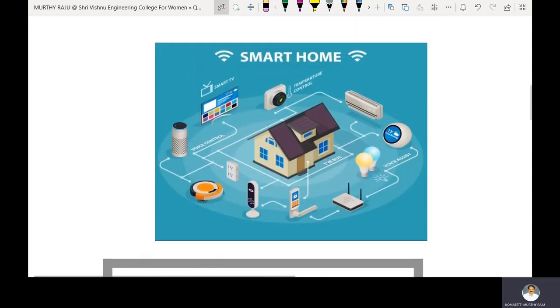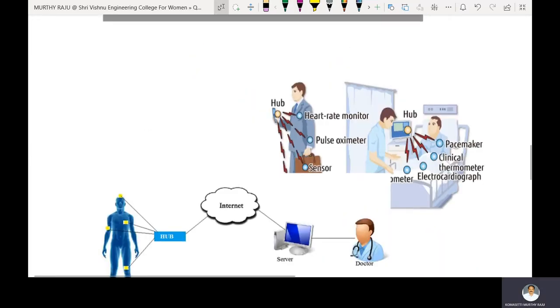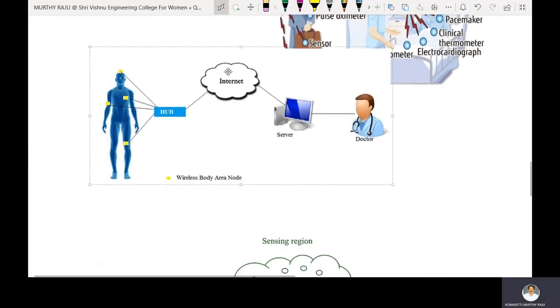In the same figure here, we have the smart home, voice control, smart TV, and temperature control. This is the voice assistant. This is the Wi-Fi module. The bus connectivity is used to connect all these devices. Okay, this is the smart home. Okay, coming to another one.